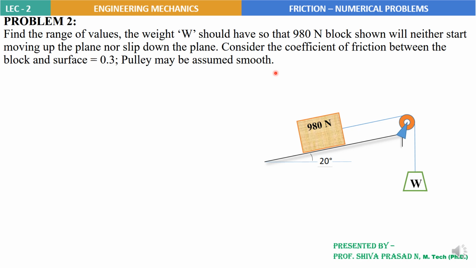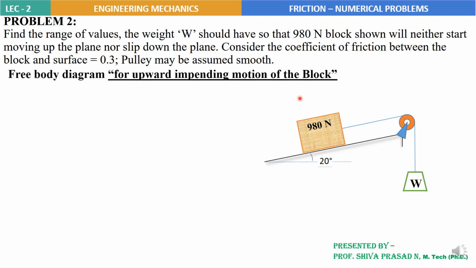So the main difference we are able to see between the previous problem, problem number 1, and this problem is that the block is placed on an inclined plane, whereas in the previous problem the block was placed on the horizontal plane. Those are the types of problems we listed in the beginning. So for this given sketch, let's draw the free body diagram.